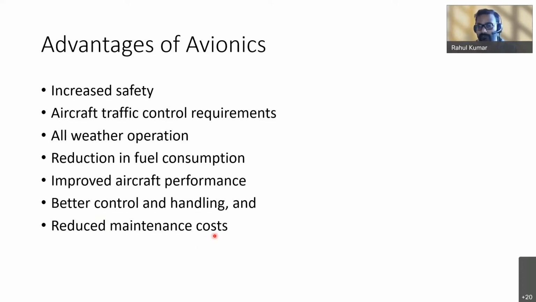And reduced maintenance cost, right? Again, you have some avionics systems which monitor all the parts of the aircraft, and if any maintenance is needed, they give the specific maintenance requirement to the maintenance engineer. So the maintenance engineer does not have to look for the problem. The avionics system tells him that you need to replace this particular part, right? So the maintenance cost is also reduced, and the time is also reduced.